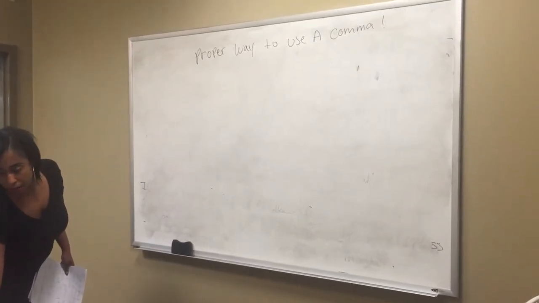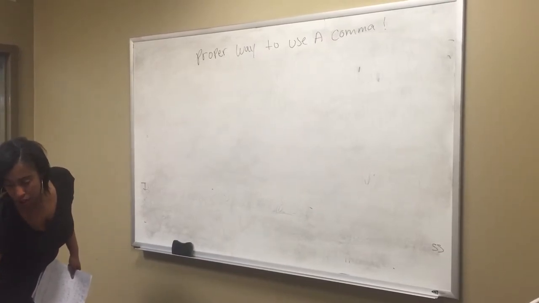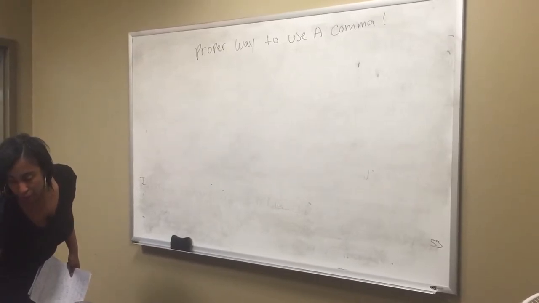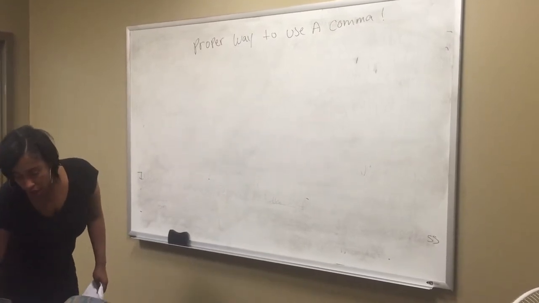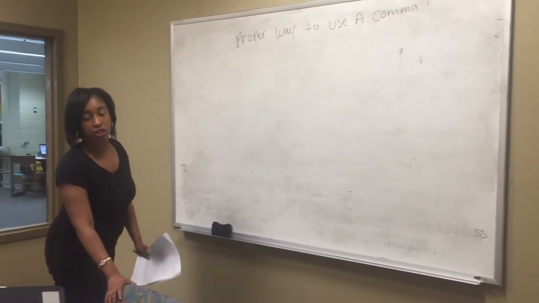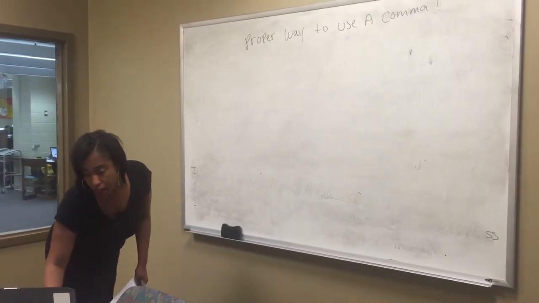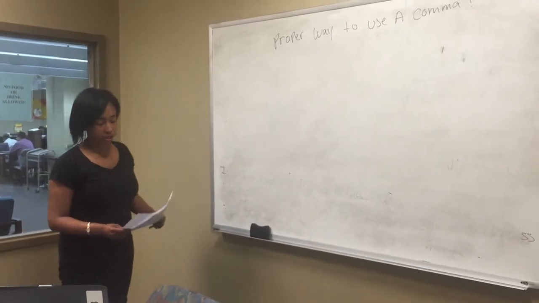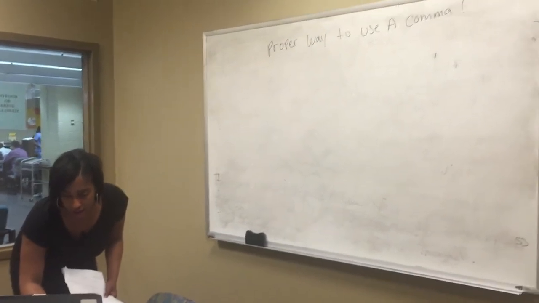Next, we'll be talking about a few ways and 10 rules for using a comma. Number one, in a simple series, you separate the elements with commas but do not put a comma before the conjunction. Number two, use a comma to separate two independent clauses connected by a coordinating conjunction.